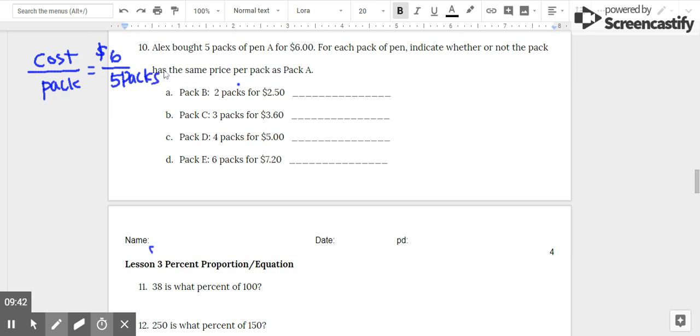How much is it going to be per 1 pack? You can do cross multiplication. So it's going to be 5x is equal to 6. X is equal to 6 over 5. So it's going to be $1.20 per 1 pack.